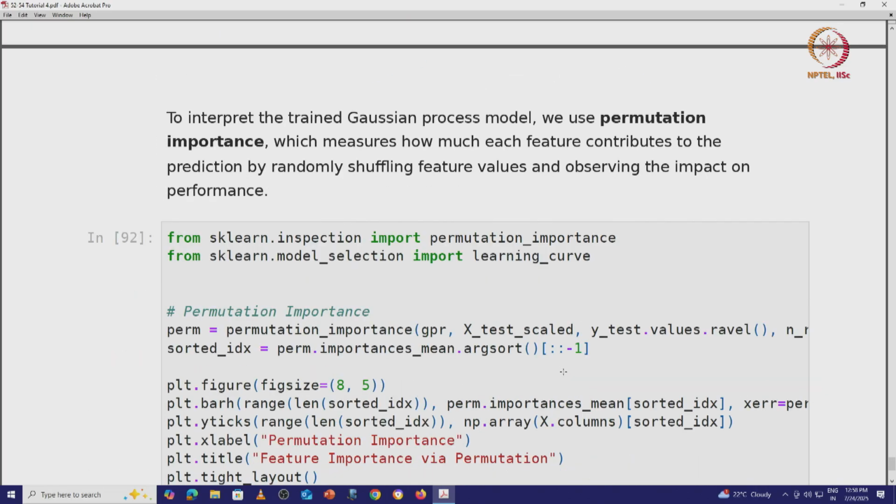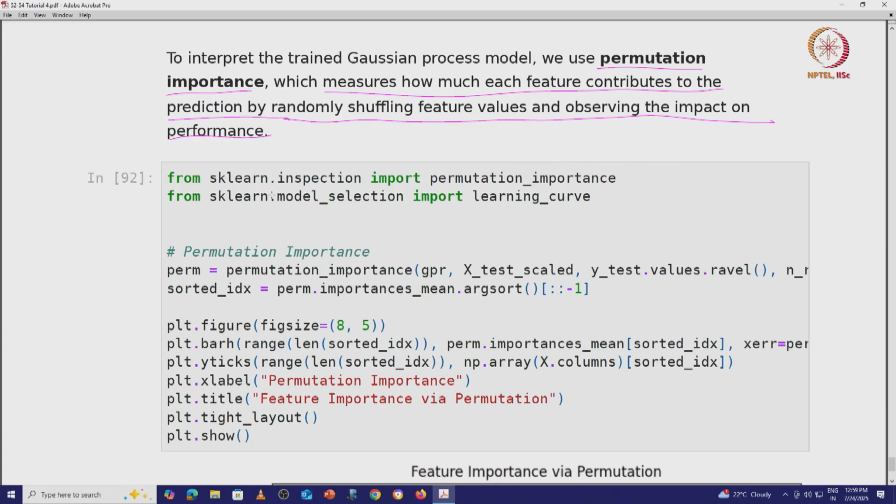So, finally, like I said, we will also discuss a different feature importance analysis than SHAP, which we discussed with the decision trees. This is permutation importance, and how this method works is it measures how much each feature contributes to the prediction by randomly shuffling feature values and observing the impact on performance. If you have the values of a feature, you randomly shuffle them and see how much worse the model performs. If the model performs much worse, that means that feature is really important, because incorrectly specifying that feature led to wrong predictions.